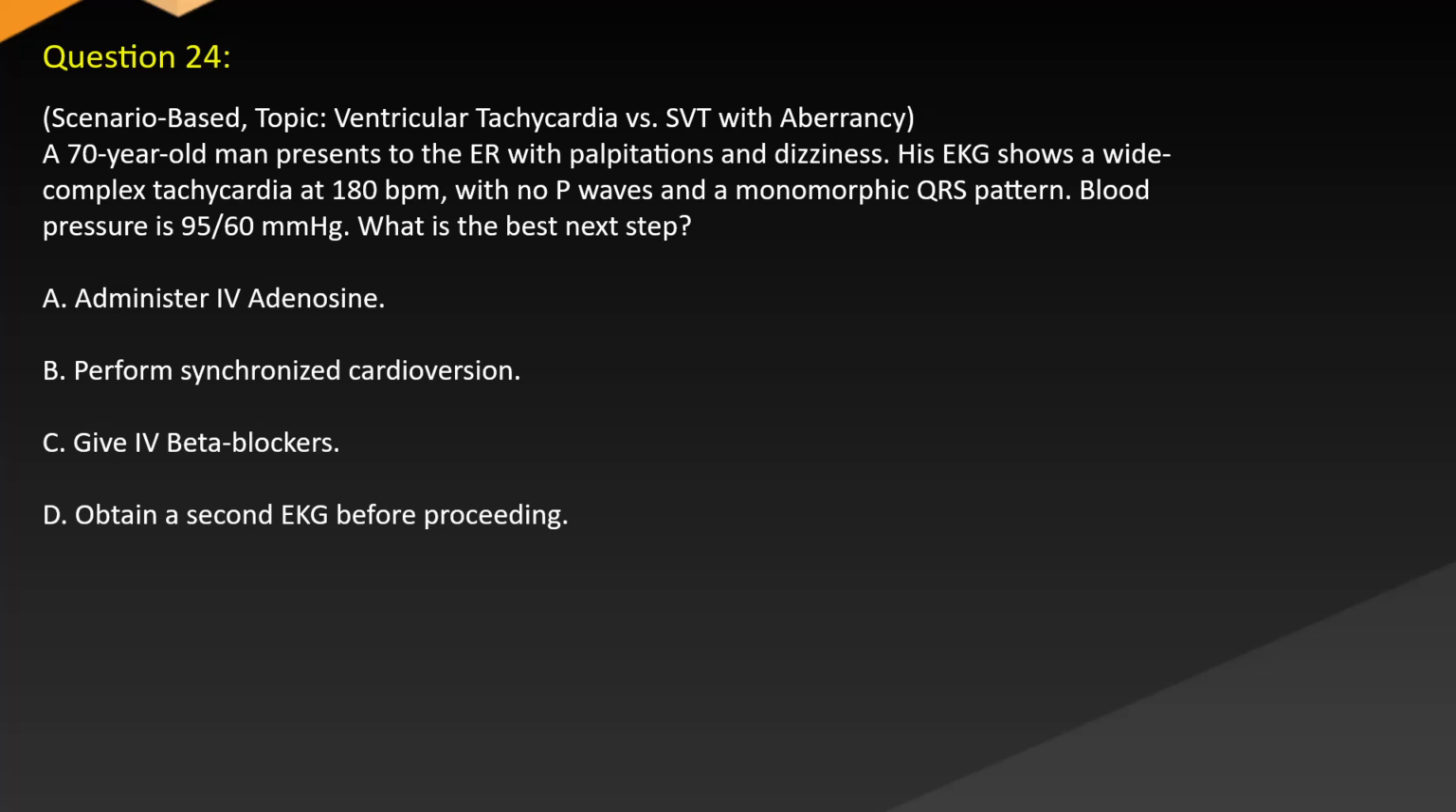Question 24. Scenario-based. Topic: ventricular tachycardia versus SVT with aberrancy. A 70-year-old man presents to the ER with palpitations and dizziness. His EKG shows a wide complex tachycardia at 180 bpm with no P waves and a monomorphic QRS pattern. Blood pressure is 95/60 mmHg. What is the best next step? A. Administer adenosine. B. Perform synchronized cardioversion. C. Give beta blockers. D. Obtain a second EKG before proceeding.